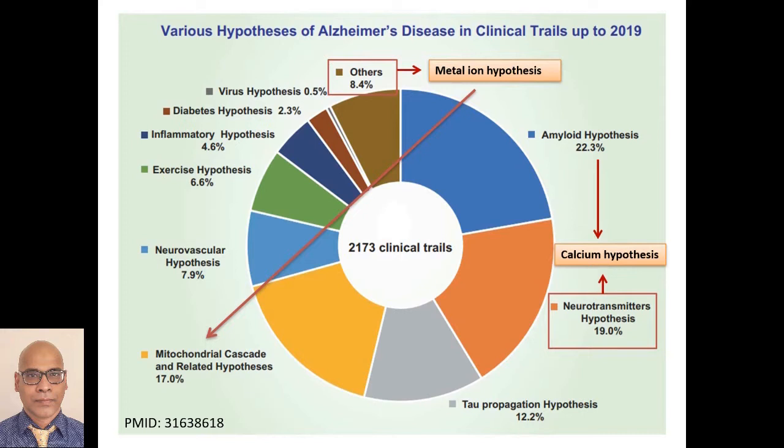in recent years. In this figure, you can see that different hypotheses are listed with a percentage of clinical trials that has been based on these different hypotheses. The calcium hypothesis is very interesting because it is also connected to the amyloid hypothesis and neurotransmitter hypothesis. On the other hand, the metal ion hypothesis is also related to mitochondrial cascade and related hypotheses.